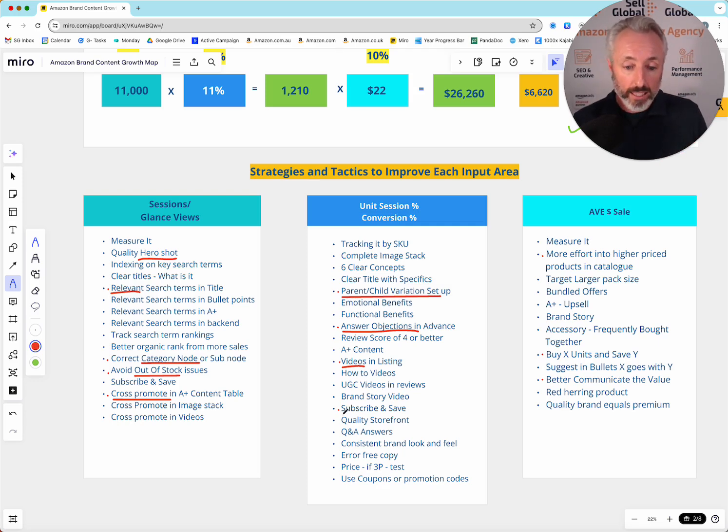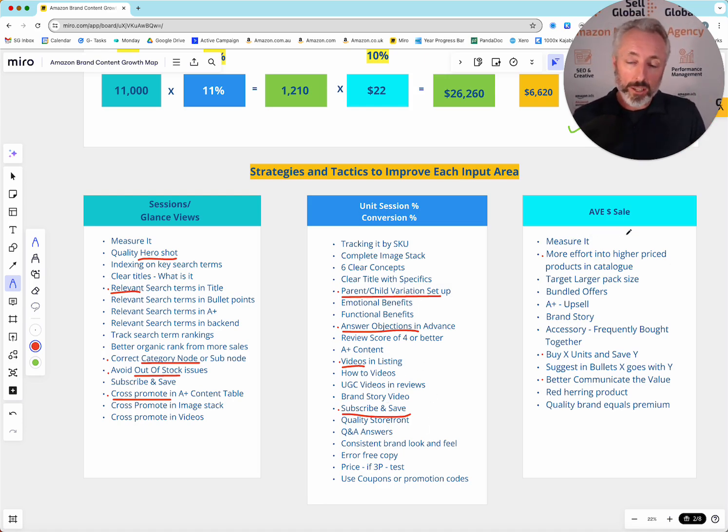If you can, subscribe and save. There are some pros and cons to this. Obviously, as a vendor, that's different to being a third-party seller. In Australia, third-party sellers can't yet get subscribe and save, but they will. But this repeat business really ups your conversion rate, because every month you get a bunch of people at 100% conversion rate, so that helps there. So there's a few there.